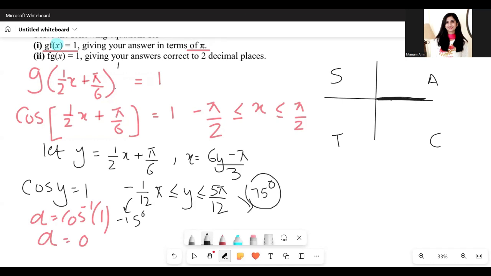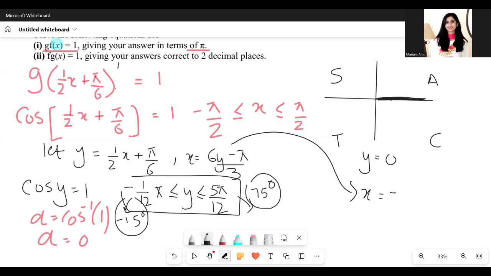And we have to check our solutions between 75 degrees and minus 15 degrees. So our solution in this quadrant and this quadrant is just 0. So y came out to be 0. There's no other solution within the given domain, which is negative 1 by 12 pi to 5 pi by 12. So the only answer possible within this given domain is 0. And now from this 0, we're going to find the value of x. x would be minus pi by 3, which is the solution of part 1.